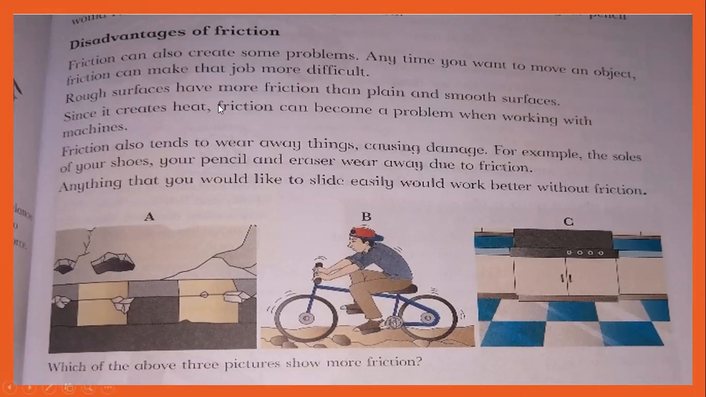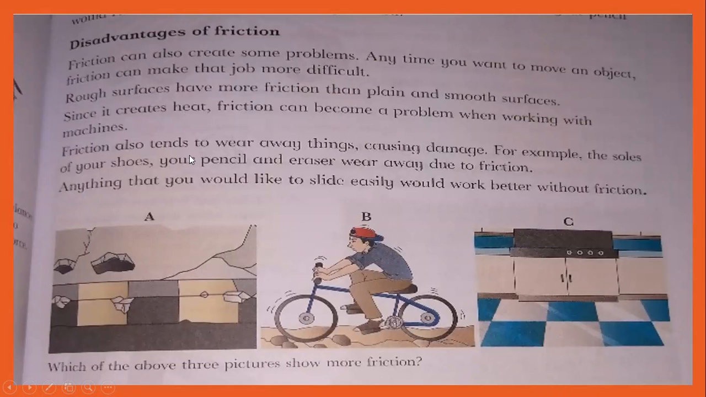Anytime you want to move an object, friction can make that job more difficult. Rough surfaces have more friction than plain and smooth surfaces. Since it creates heat, friction can become a problem when working with machines. Definitely, when a machine becomes overloaded, what happens? It becomes hot. It means that the friction creates heat in the machine.